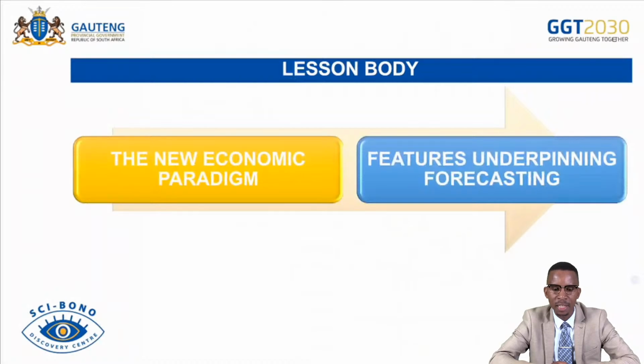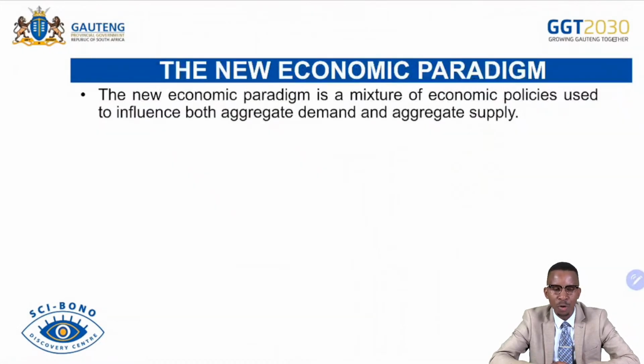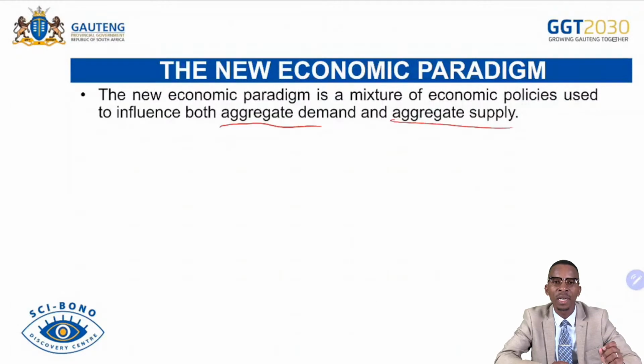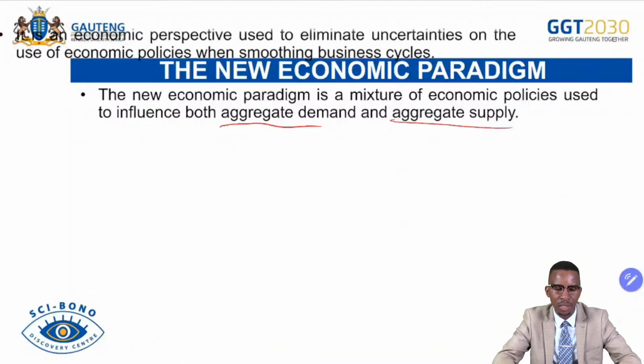So this explains economic paradigm. If we talk about the economic paradigm or the new economic paradigm, we refer to the new economic perspective, which is the mixture of economic policies used to influence both aggregate demand and aggregate supply. It is very important for you to know that the economic paradigm mixes both aggregate demand and aggregate supply, or demand side policies and supply side policies. It's an economic perspective that aims at eliminating uncertainties on the use of economic policies such as fiscal policy, monetary policy, as well as the supply side policies.